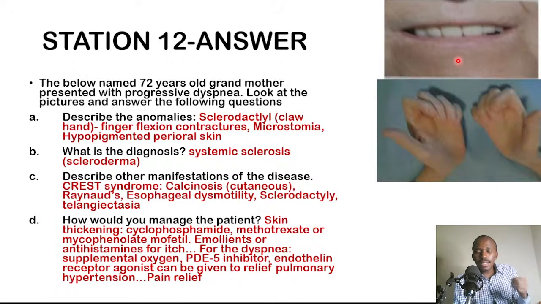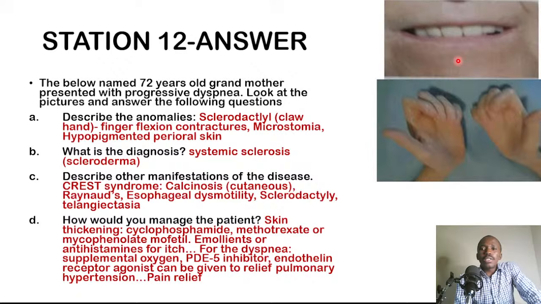Then, of course, how are we going to manage this patient? Because the skin is thickening in this condition, we can give some drugs that are going to prevent the skin from thickening. So we can give cyclophosphamide, methotrexate, or mycophenolate. These are pretty much cytotoxic drugs that will prevent the skin from thickening. Then, of course, you may also give emollients, and antihistamines, because sometimes there may be some itch involved with this condition.